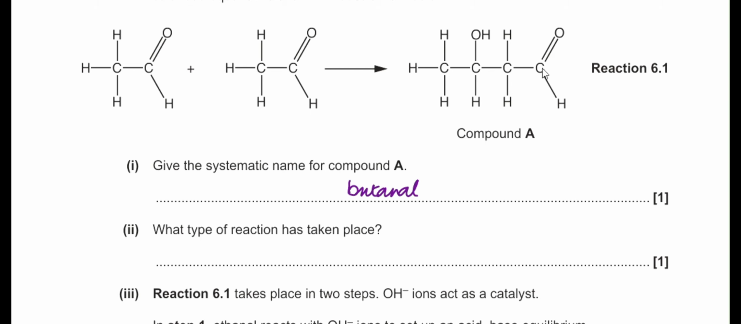And then 1, 2, 3, the third carbon atom has got the hydroxy group. So we write 3-hydroxybutanal. What type of reaction has taken place? In this reaction you can see there is only one product formed, there is no other product formed. Therefore, it's an addition reaction.